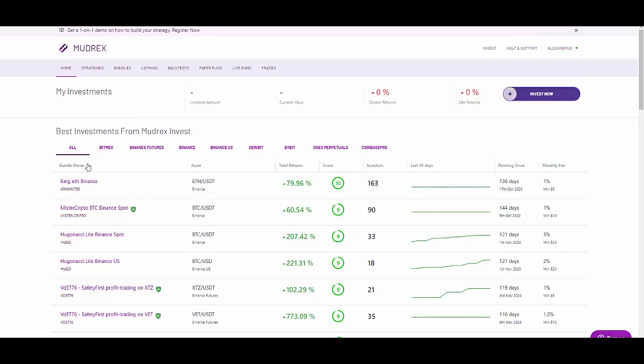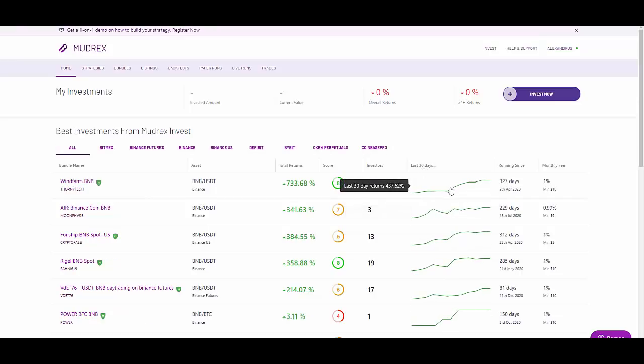So you can sort them by bundle name, asset, total returns, score, which is granted by the Mudrex team, and the more reliable the strategy is, the bigger score it will have. The number of investors in each strategy and the profit the strategy generated for the last 30 days. As you can see, we can sort it by the highest, and it's 437%, okay?